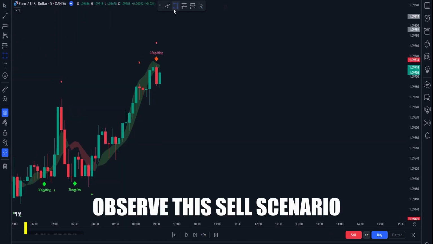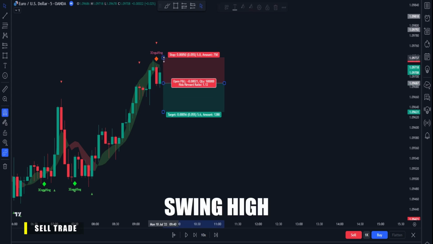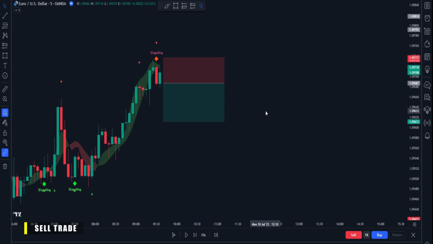Similarly, observe this sell scenario. Engage in the trade with the inception of a new candle, establish a stop loss at the recent swing high, and target a take profit level around 100 to 150 points away.